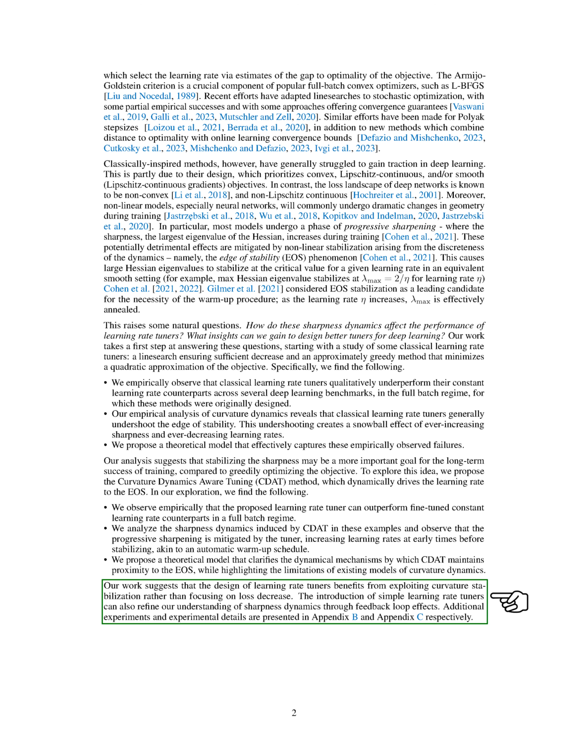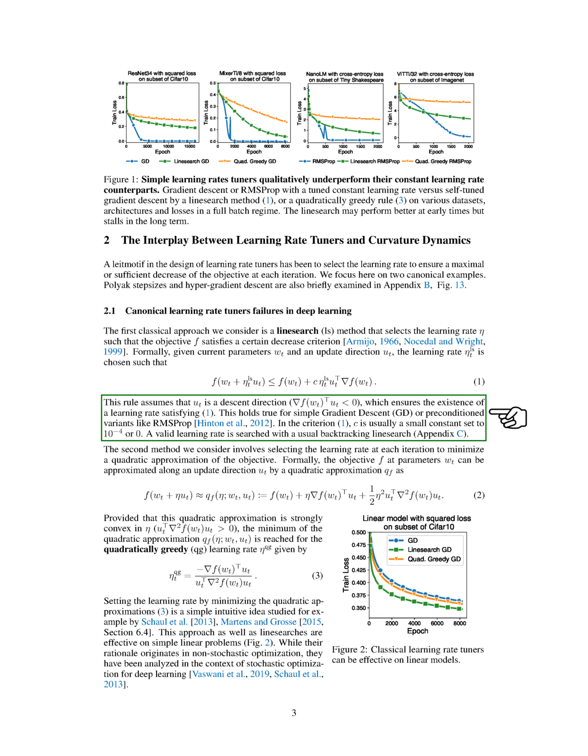Section: Canonical Learning Rate Tuners Failures in Deep Learning. In this section, we examine canonical learning rate tuners failures in deep learning. We first look at a line search method that picks the learning rate to ensure a decrease in the objective function. This method assumes the update direction is a descent direction, which is suitable for simple gradient descent, GD, or similar methods like RMS-prop. The learning rate is chosen to meet a specific criterion, typically with a small constant value.